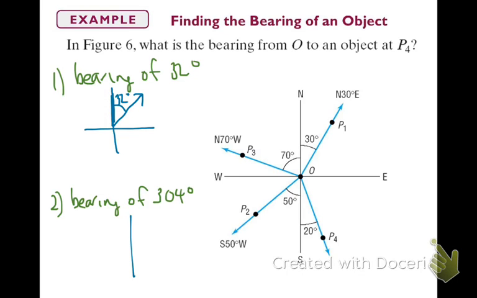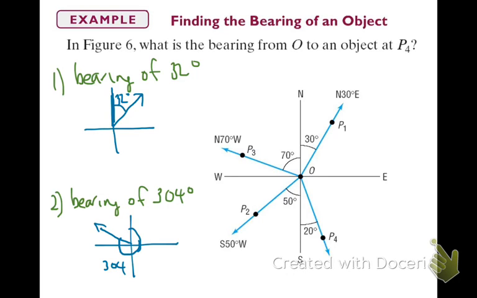Down here on my bearing of 304, I'm going to start on the north line. I'm going to end up where? In quadrant 2. I'm going to end up all the way over here. I go to 90, I go to 180, I go to 270, and then I'm going to end up over here. And that's my 304. Okay. Any questions on those?